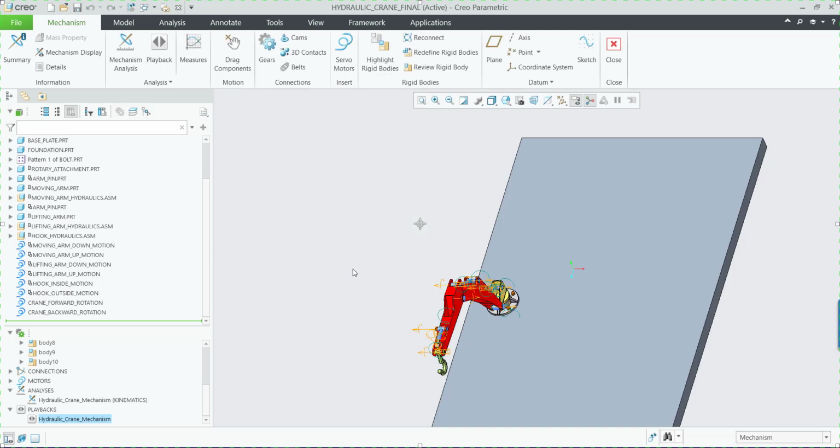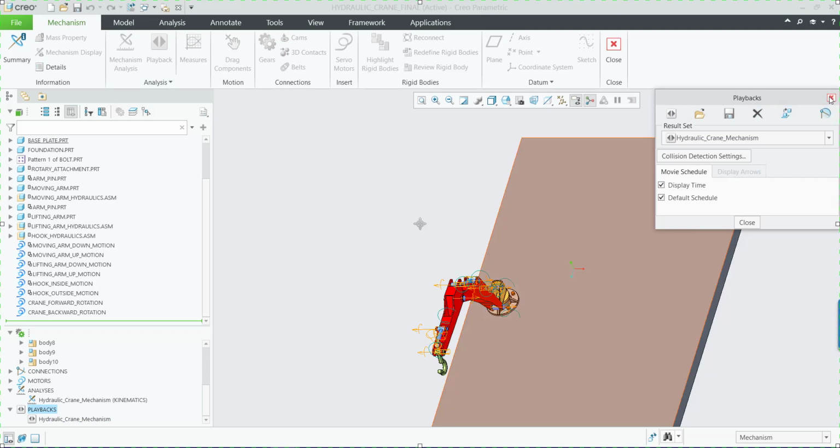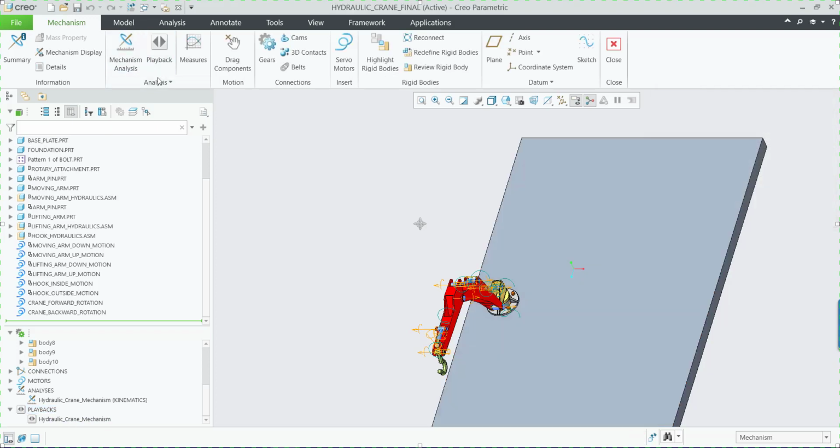So whatever the motion is available in reality, that I have simulated over here, and by using this motion I can achieve different outputs like the measures, or the motion envelope or the trace curves likewise. So this is a brief intro about this mechanism.